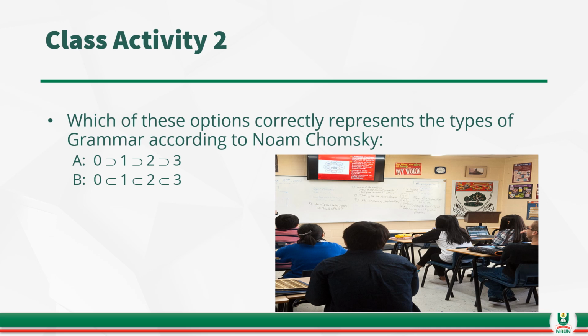Option A says that type 0 grammar is a superset of type 1, which is in turn a superset of type 2, which also is a superset of type 3. Option B says that type 0 grammar is a subset of type 1 grammar, which is in turn a subset of type 2 grammar, which is a subset of type 3 grammar. Please attempt this class activity before you continue with your video.